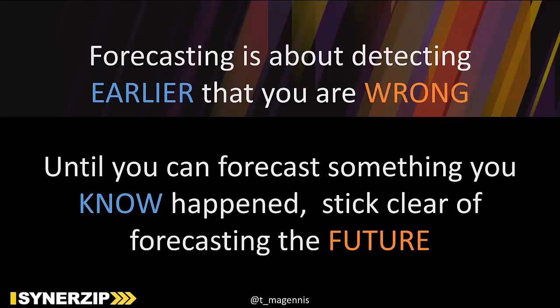So this is the key point there. Forecasting is about knowing and detecting earlier that you're wrong and understanding why. And until you can forecast something that you know happened using a model, or the simplest model that you can, stick clear of forecasting the future.